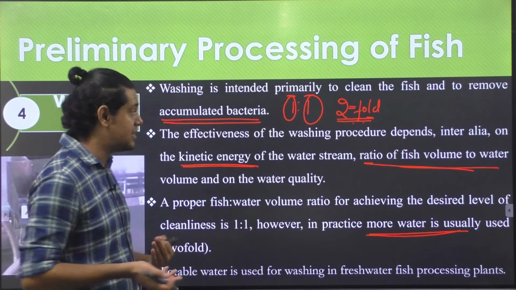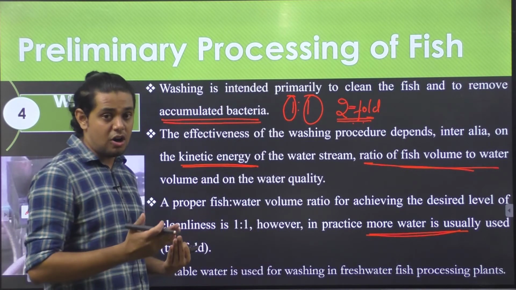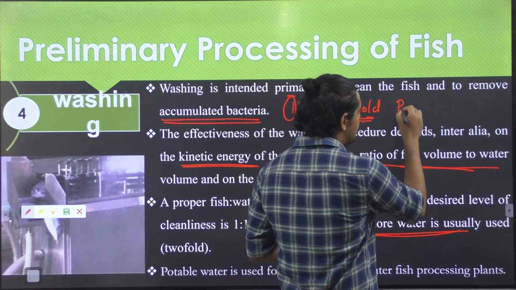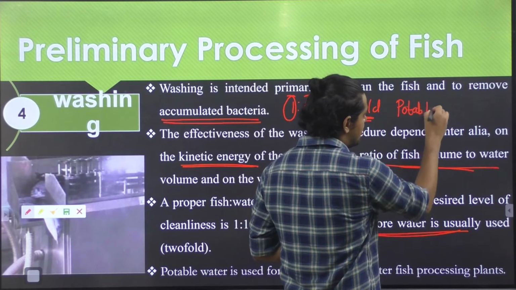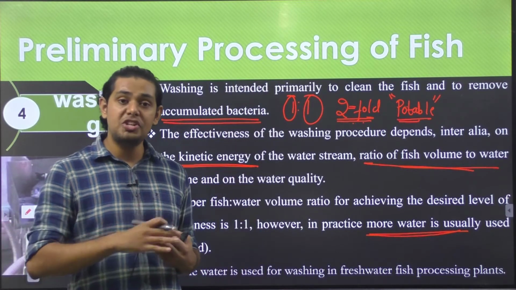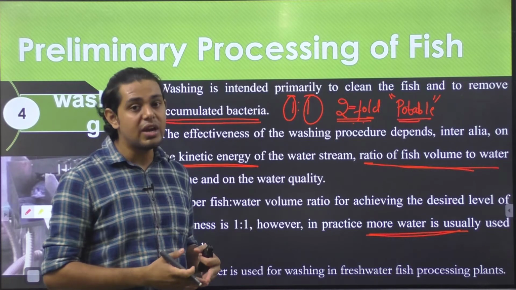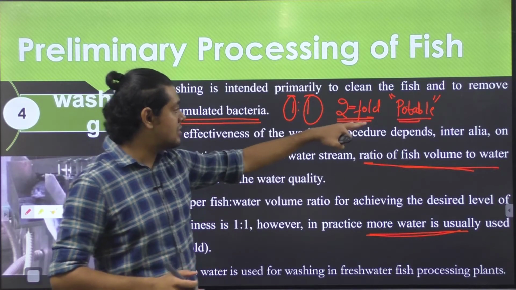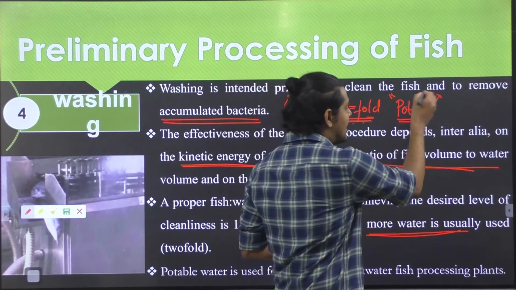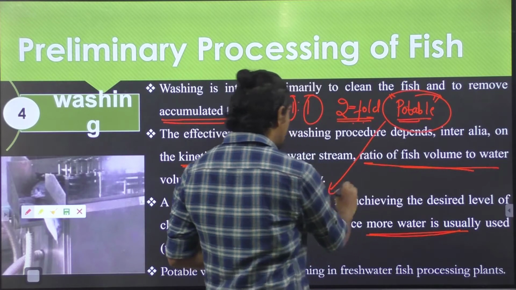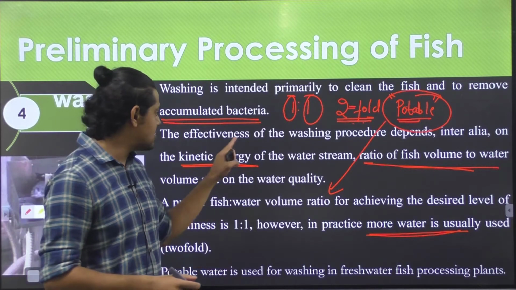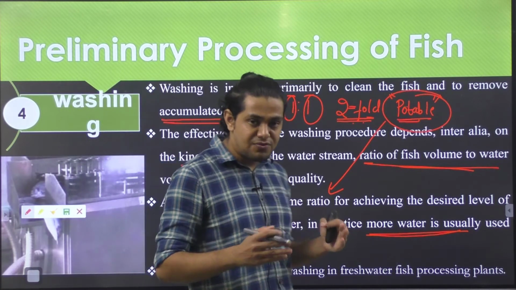Potable water is to be used for washing in freshwater fish processing plants. That is of prior importance. Whenever we subject the fish to washing, it is of utmost priority that we use potable water. If potable water is not used, it might carry a variety of microorganisms which might cross-contaminate the fish. To ensure that the water is free from any chemicals as well as microorganisms, one must always use potable water for cleaning the fish as well as fish visceral organs. So that is the importance of washing as far as fish is concerned.